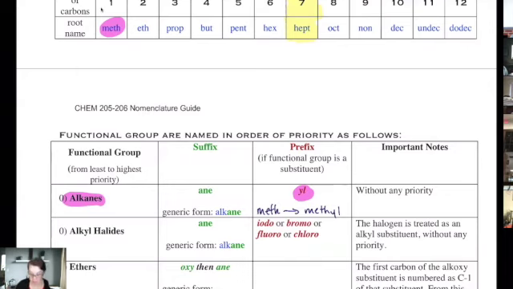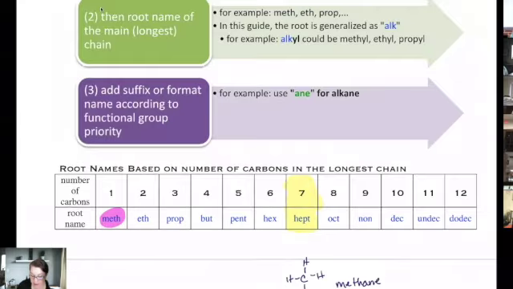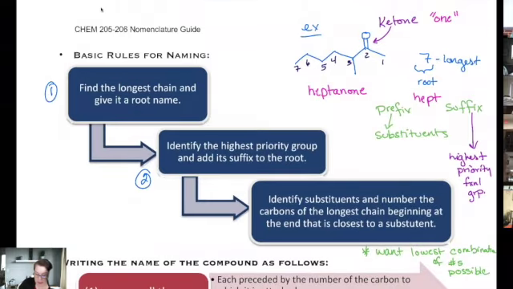Okay, different than if we had this. This is a 1 carbon group, meth. There's nothing else on it, so it gets the ending ane. So this is just methane. The methyl group is this alkyl group hanging off the main chain.